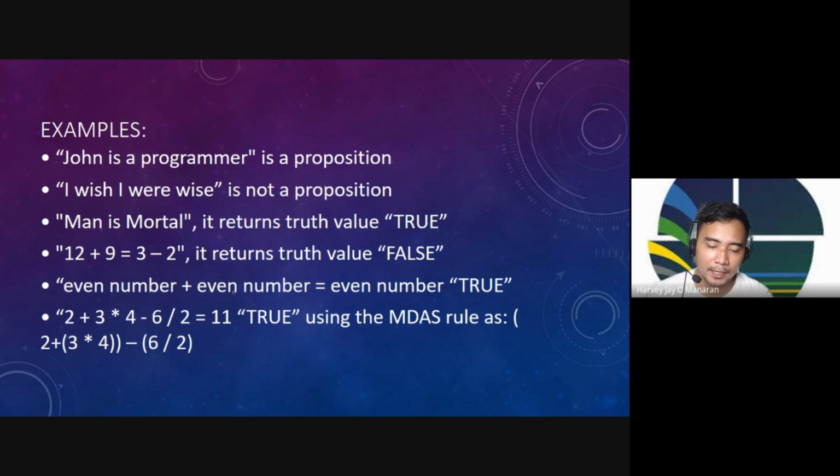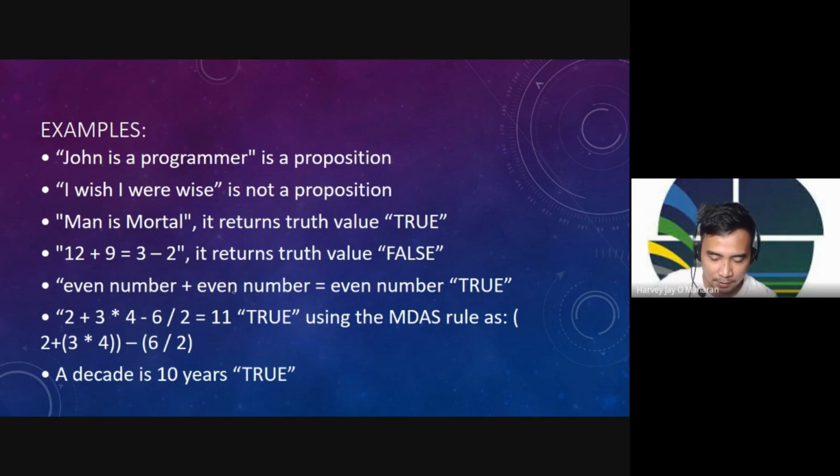Okay, so MDAS: 3 times 4, that is 12. Then division, 6 divided by 2, that is 3. Addition, 2 plus 4, that is 6. And subtraction. In this formula below, 2 plus 3 times 4 minus 6 divided by 2, that is equal to 11. So it returns the value of true.